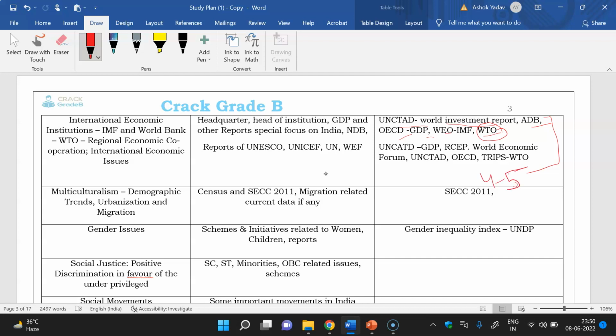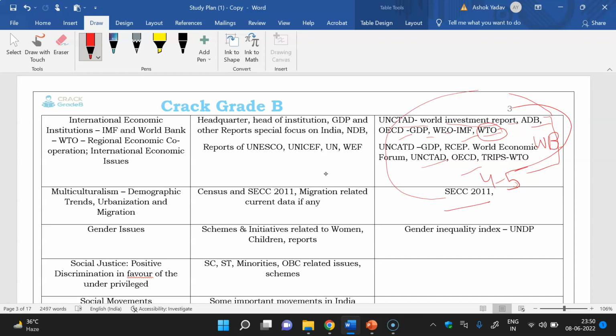So on GDP related reports, 4 to 5 paragraph based questions they will ask. So the latest GDP reports by these organizations like UNCTAD, UN, OECD, ADB, World Bank and IMF are very important, and other reports like the World Investment Report, if it has been released recently. So WTO initiatives, any news relevant to these institutions, is very important.